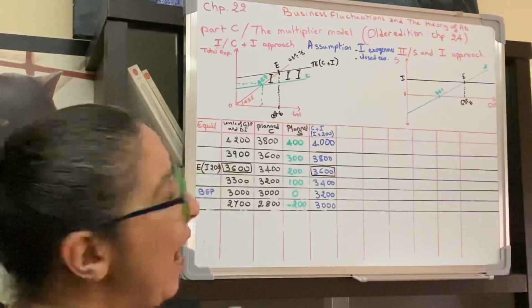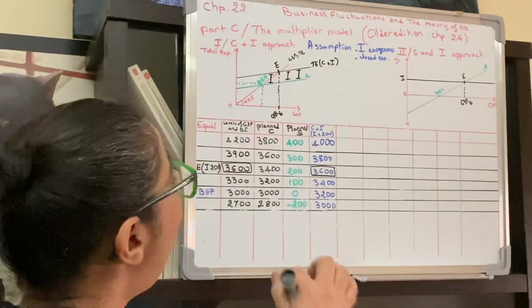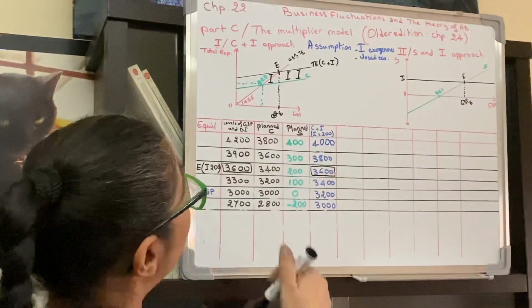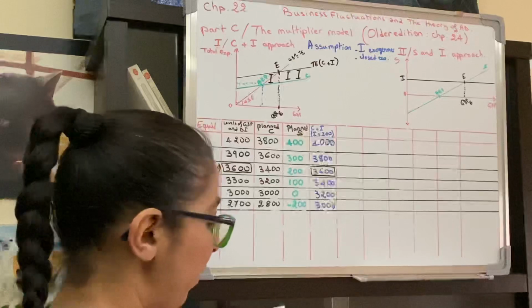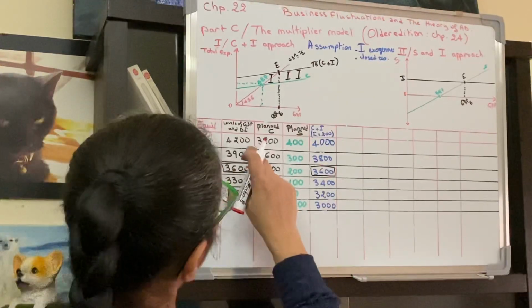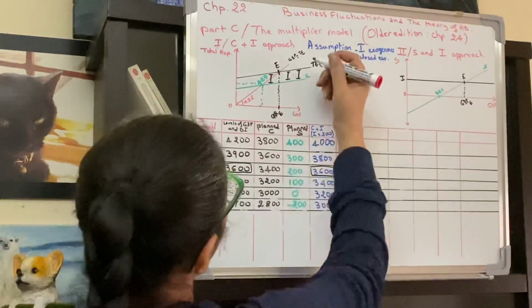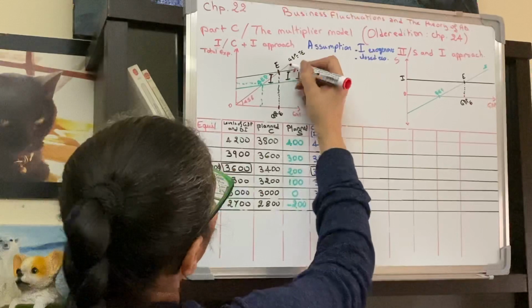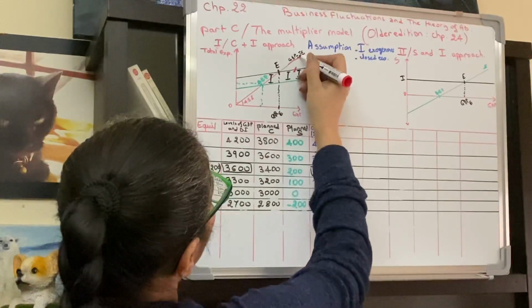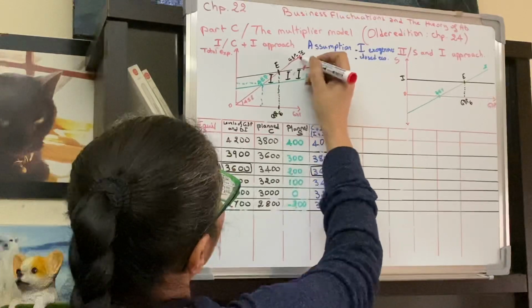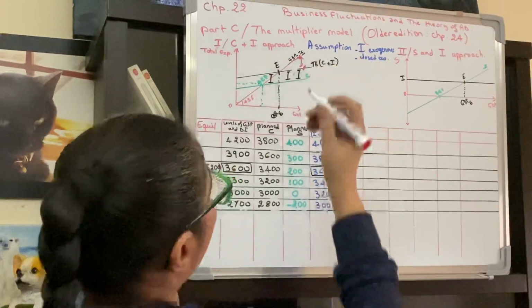Imagine I'm at a point above the equilibrium, just like here, okay? So I'm here in my spending. My consumption is here and my GDP is here. Let's imagine I'm at this point, okay?